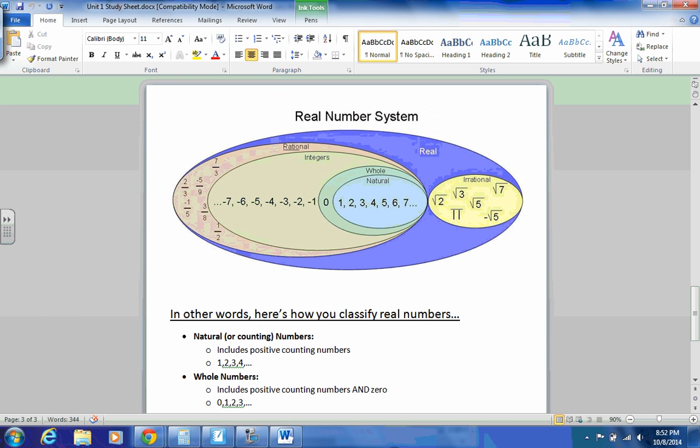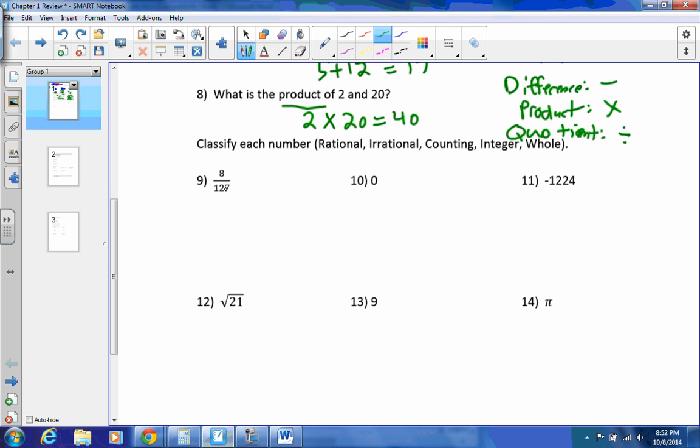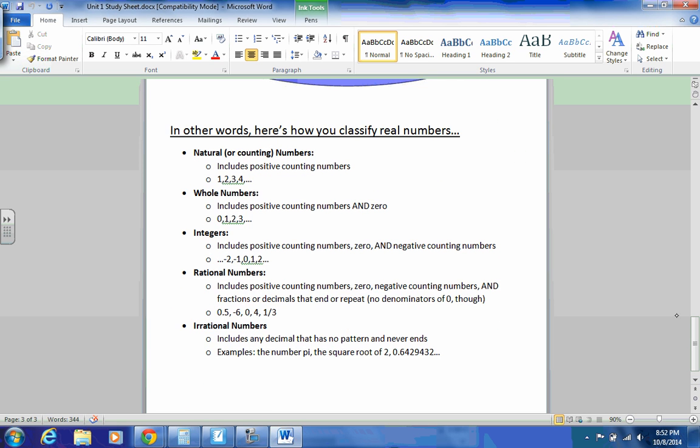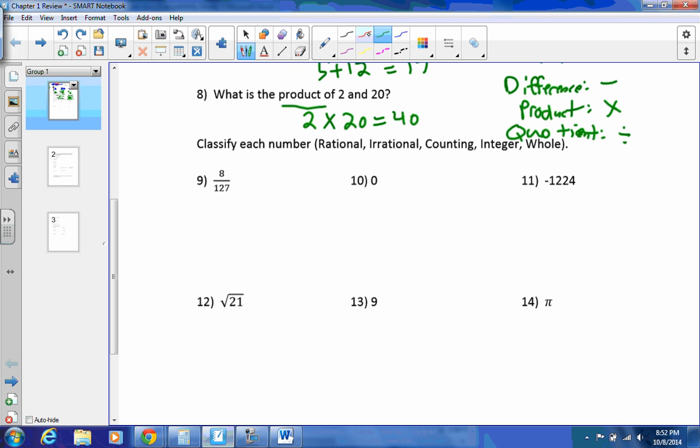All right, so let's go back, and let's say, 8 over 127. Looks like a fraction. Let's see what fractions might be. Looks like we have fractions in the rational number section here. And if you want to scroll down, let's see what it says for rational numbers. Rational numbers includes positive counting numbers, zero, negative counting numbers, and fractions and decimals. There we go. Fractions. So that would be rational. All right, so we'll use red for this. That's a rational number. So again, classifying numbers is just saying what is the smallest group that it goes into.